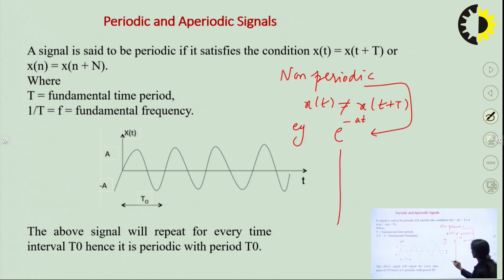If I draw this signal, it is drawn like this, and it is not repeating after the time period T. So that's why it is called an aperiodic signal.